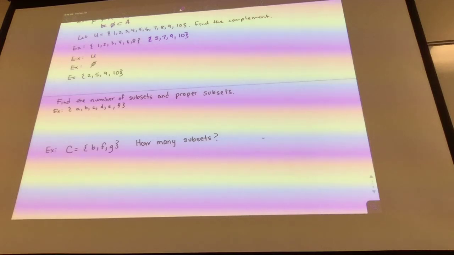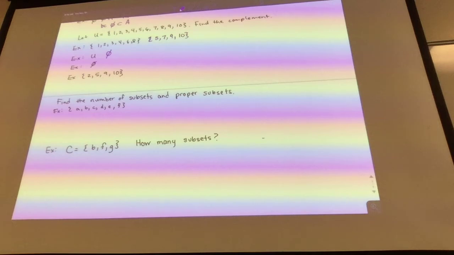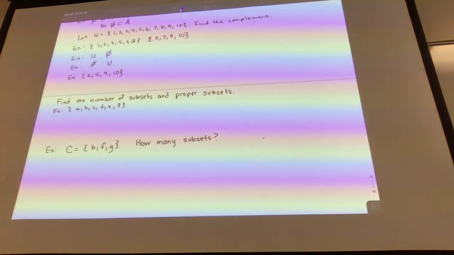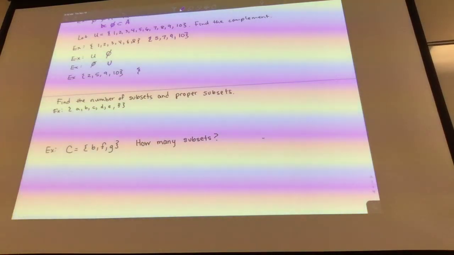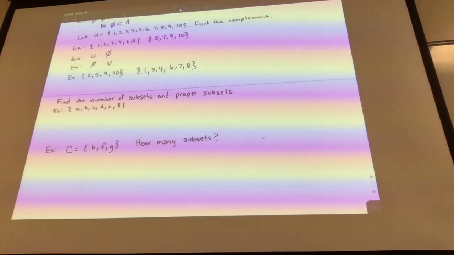Alright. If I tell you U, what's the only way to get the complement of that? The complement of the entire thing is nothing. And then for the next one, if I tell you nothing, what's the complement of that? Everything, which would be U. Alright, and then the next one's easy. If they tell you 2, 5, 9, 10, we need to give everything else that's not those. So 1, 2, 3, 4, 5, 6, 7, 8, 9, 10.